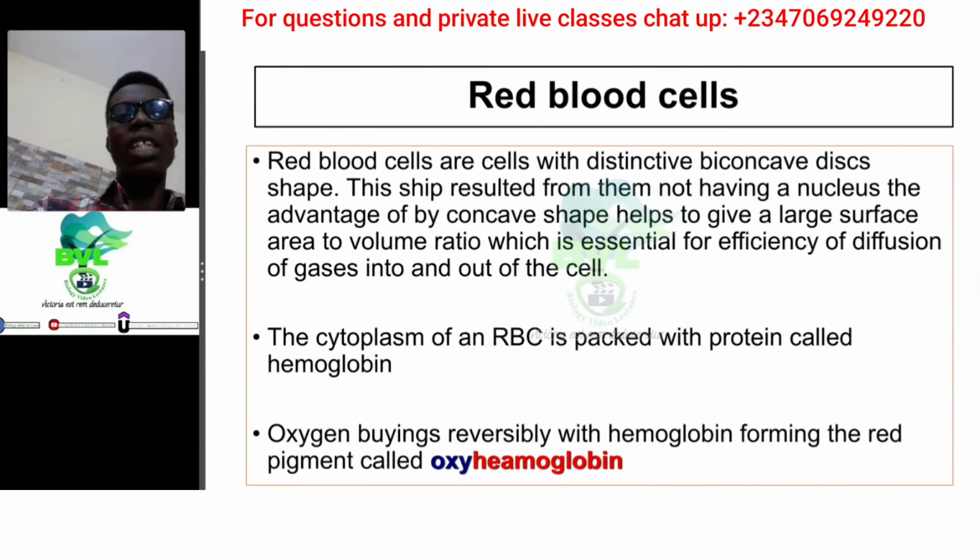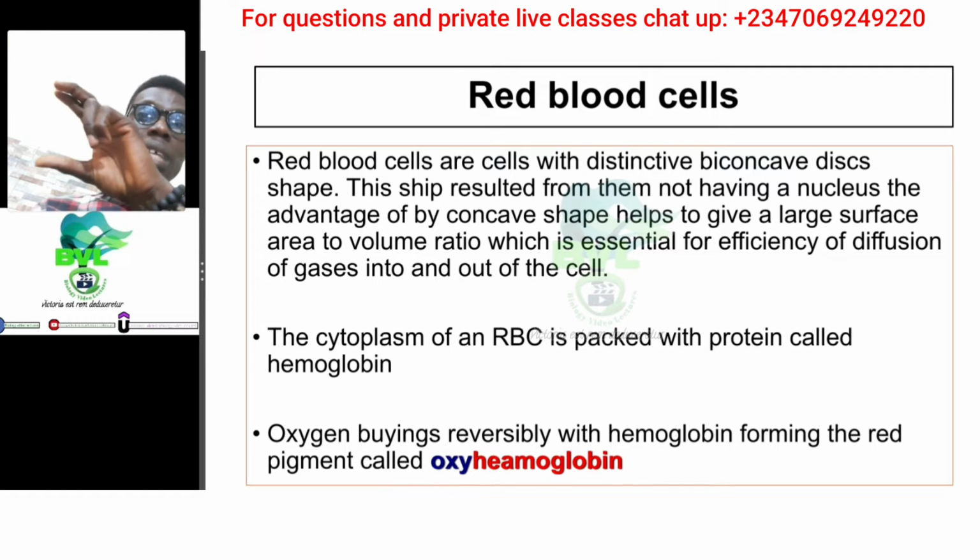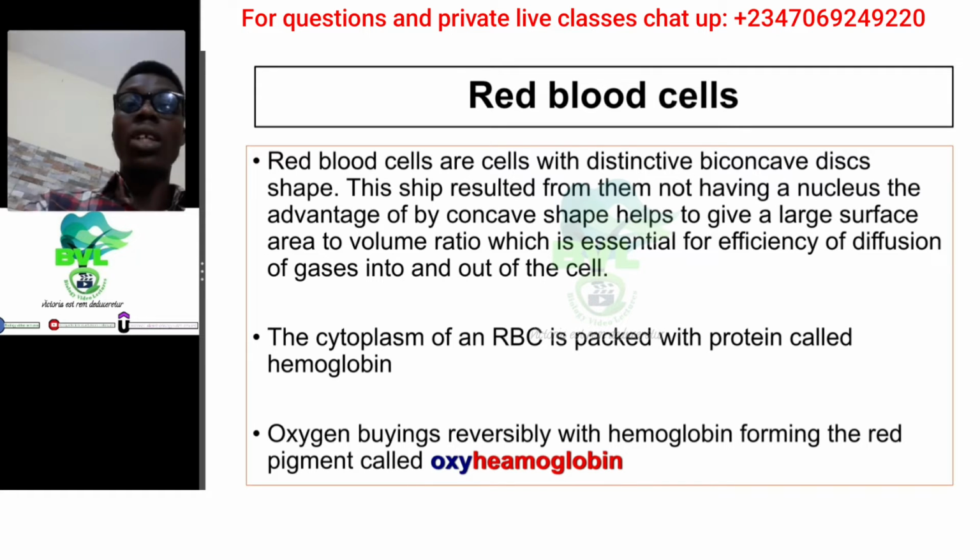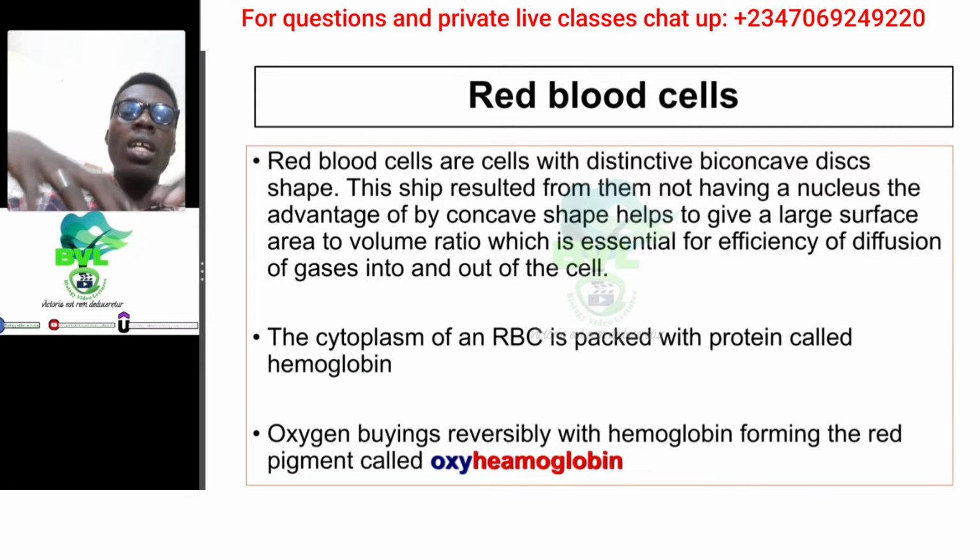Then one funny thing about the red blood cell is that it doesn't have a nucleus. That's funny. It had a nucleus at the beginning, but by the time the red blood cell gets matured, the nucleus has disappeared. And what's the advantage of that? It has hemoglobin. So hemoglobin takes up the whole space, so to say.